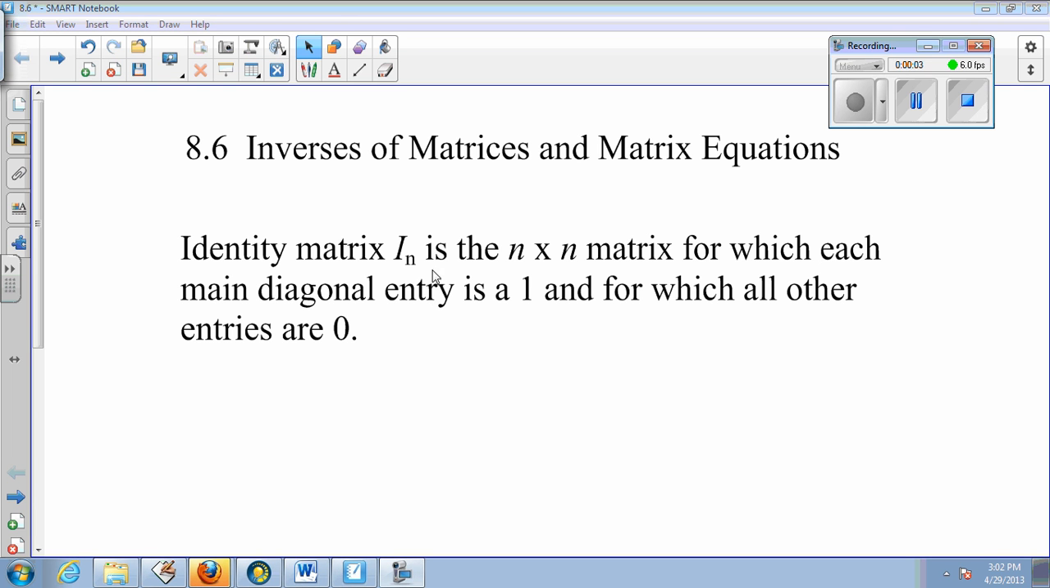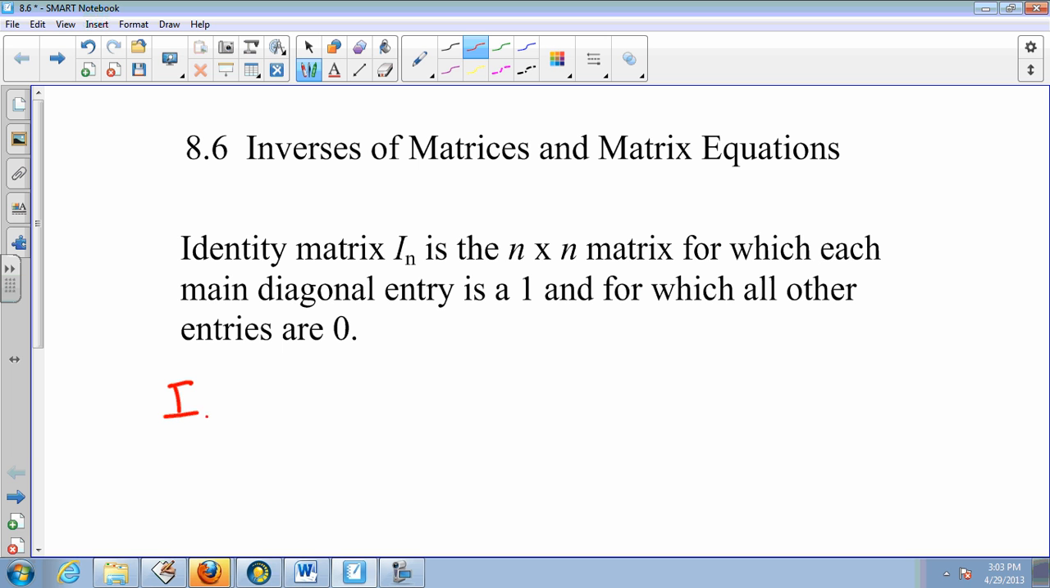8.6 Inverses of matrices and matrix equations. We're going to be working with the identity matrix, which is notated by I sub n, which is an n by n matrix, so it's going to be a square. And the main diagonal for each entry is a 1, and every other entry is 0.